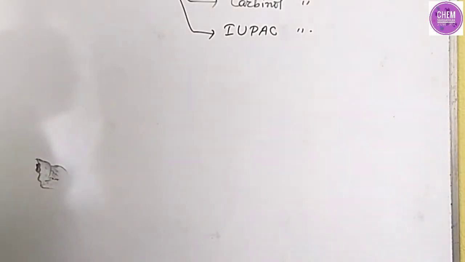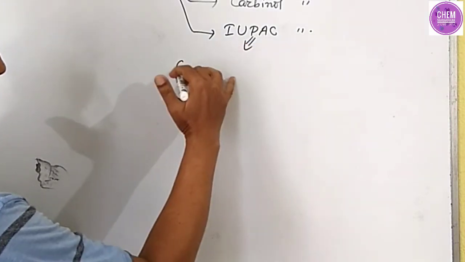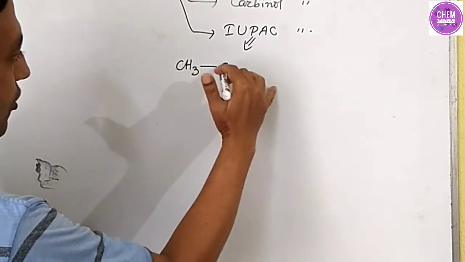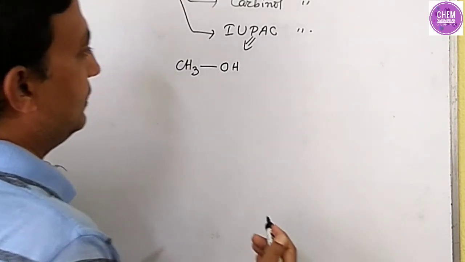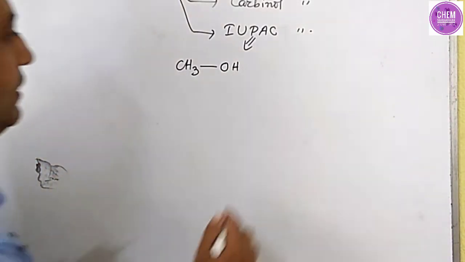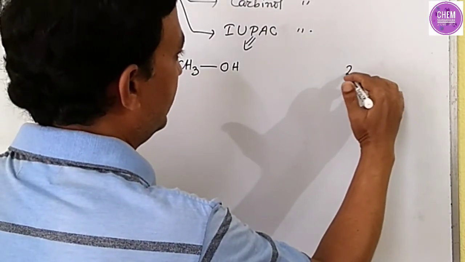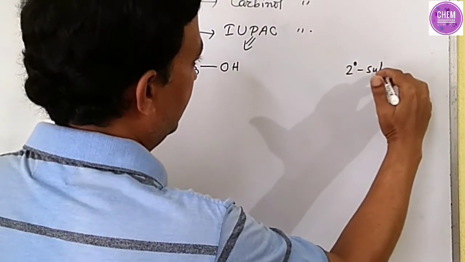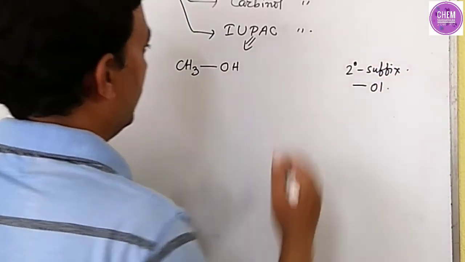Now in IUPAC nomenclature, the OH group is considered as the main functional group, and it has the secondary suffix, that is the functional group suffix, ol.